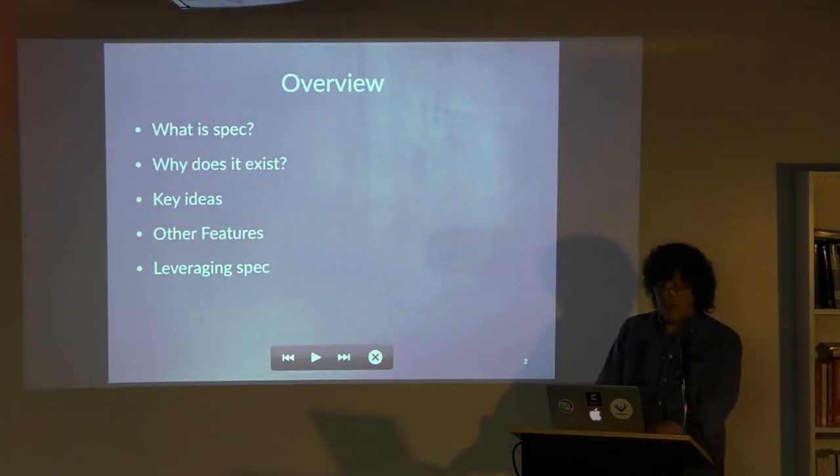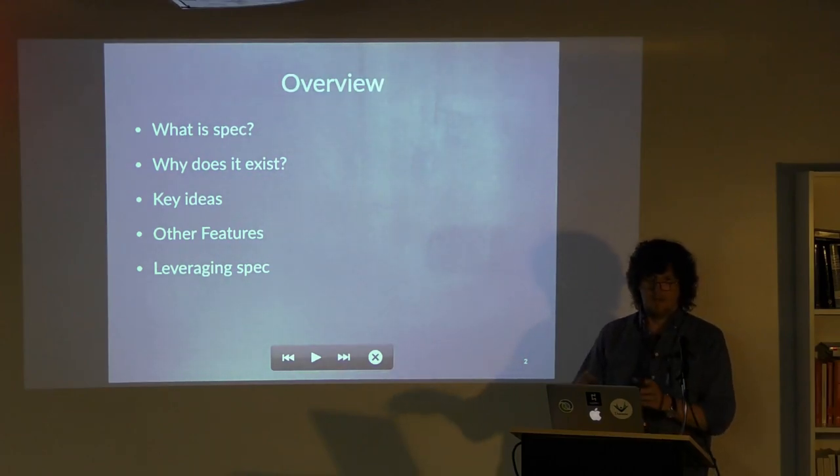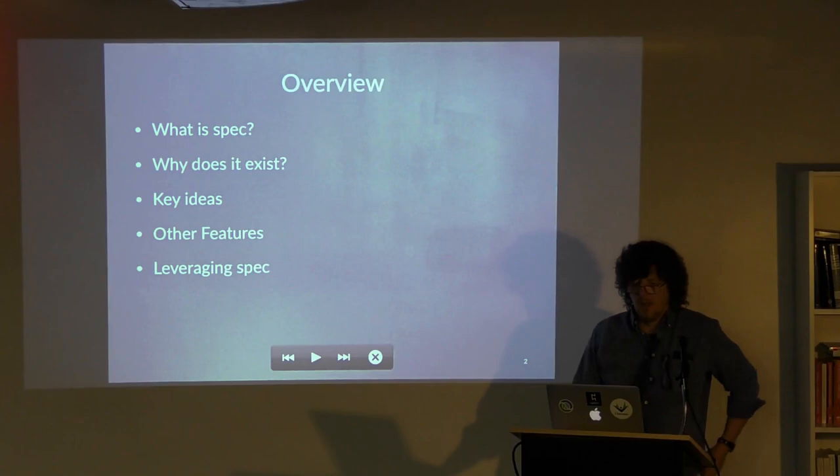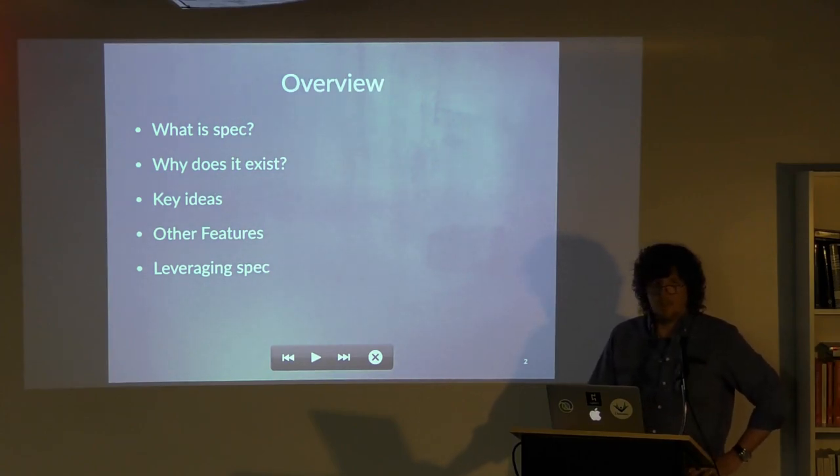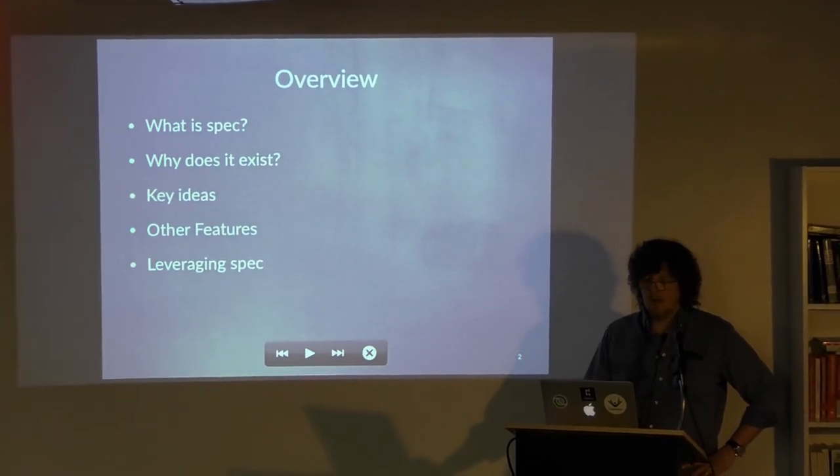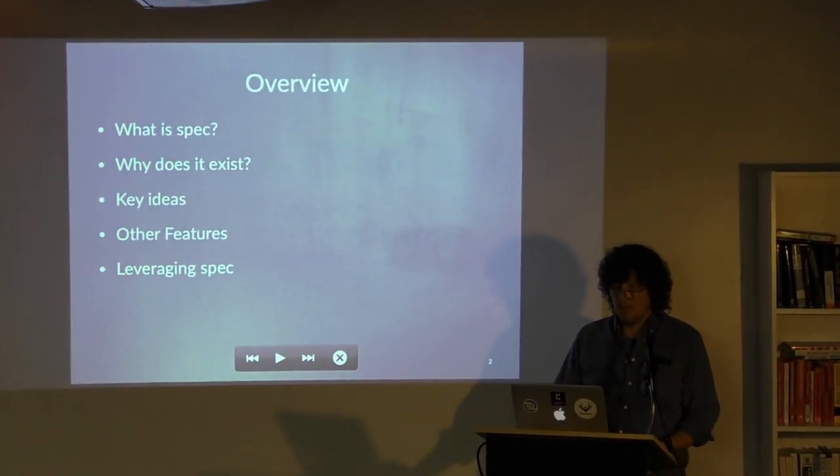So here to talk about Clojure spec. It's an introduction, so I'm just going to talk about some aspects of it, but not really take you through here's how you do this and here's how you do that. So we're talking about what it is, why it is, what the key ideas are inside it, and I'd like to focus on that mostly, a little bit about some other features, and then a little bit more about how to take advantage of it if you want to try to use it.